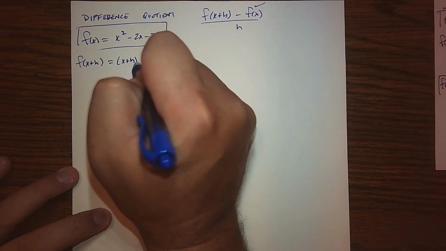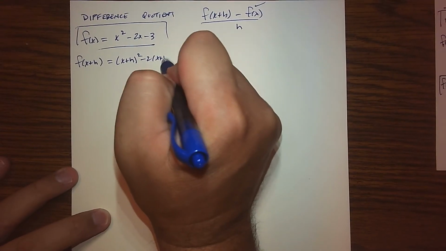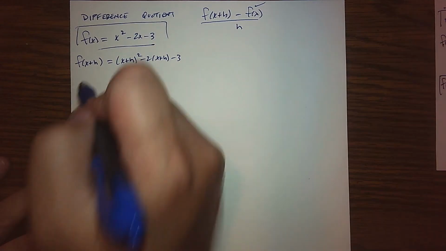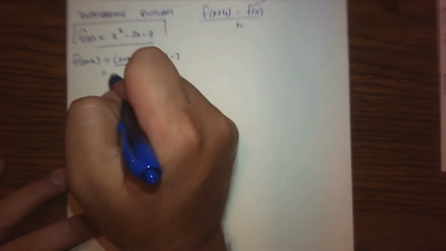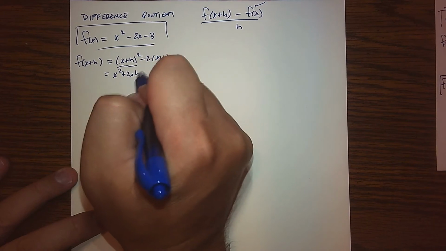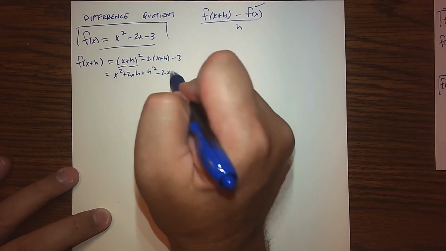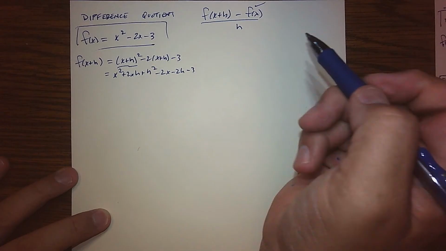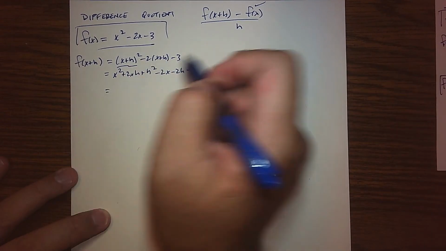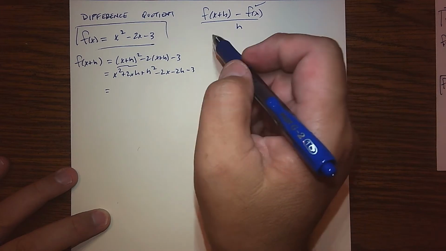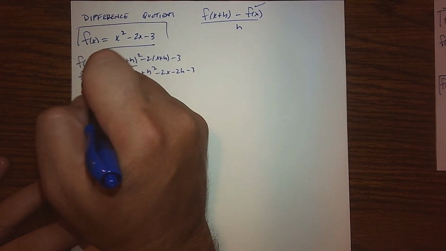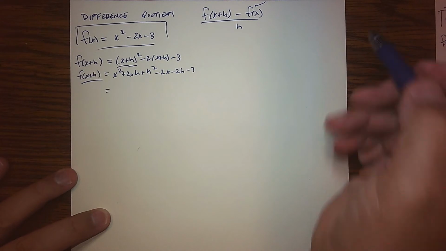So going through that, we get that. Again, this is going to FOIL out. We've already done that, so I'm going to cut to the chase. That FOILs out to that. Distributing the 2, we get that. And then looking around for anything that's alike, I don't actually see anything. So there is f of x plus h.